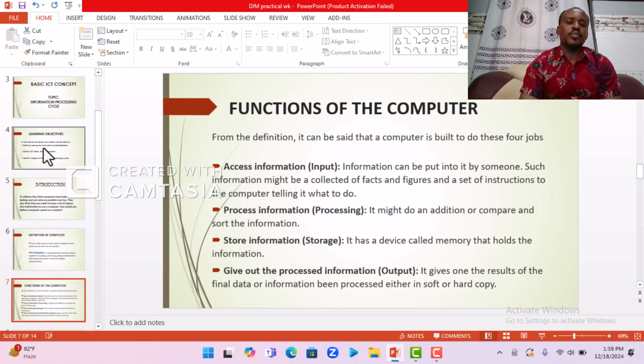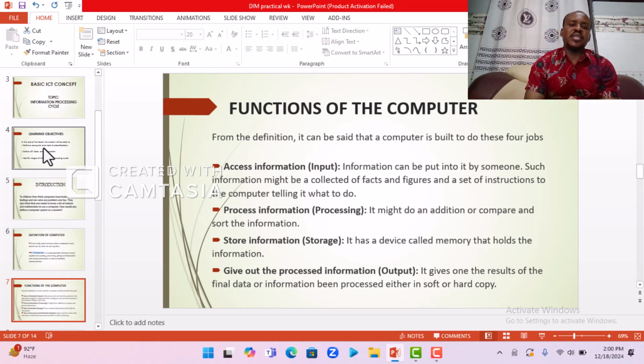what to do. The second one is process information, that is processing. It might do an addition or compare and store the information. The third one is store information, storage. It has a device called memory that holds the information. And the fourth one, give out the processed information, that is output. It gives one the result of the final data or information being processed either in a soft or hard copy.